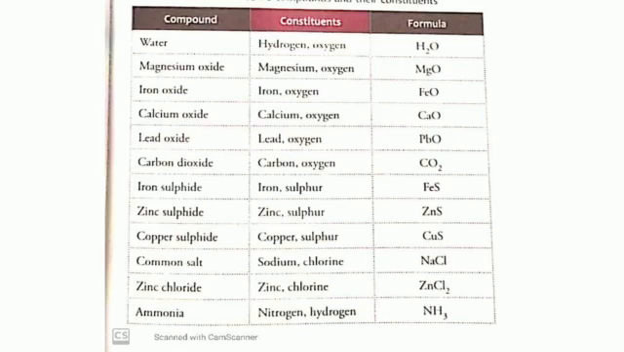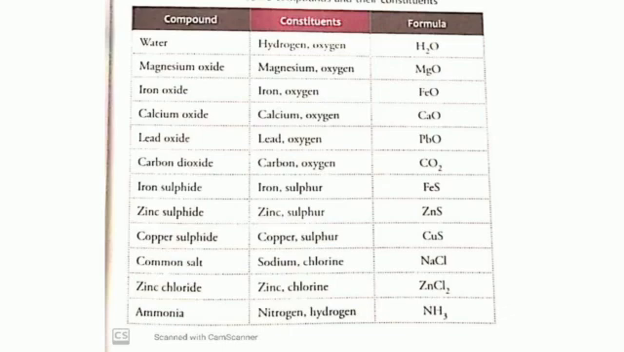Iron sulfide. Iron is Fe, sulfur is S. Both have one atom each in one molecule of iron sulfide. Then zinc sulfide. The symbol of zinc is Z capital n small. So there is one atom of zinc and one atom of sulfur. Then copper sulfide. Now the symbol of copper is Cu, where C is capital, u is small. There is one atom of copper and one atom of sulfur, and this is known as copper sulfide.